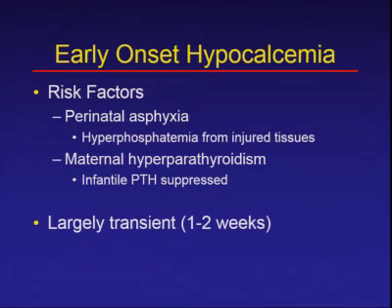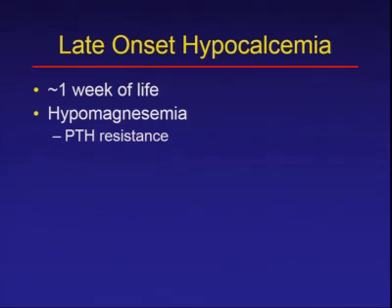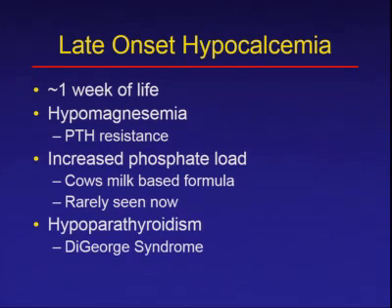This is largely transient. As you can see, most of these are birth effects. Once they've been stabilized and have grown some, usually this is very transient with no long-lasting effects. Late onset is more around the first week of life. This may be due to hypomagnesemia, which can blunt the PTH response, the end organ response to PTH. A high enteral phosphorus load, again, is not something we really see these days. Our current formulas really don't have very high levels of phosphorus, so it's something we don't worry about too much. And then primary hypoparathyroidism, which we'll talk about a little bit more.